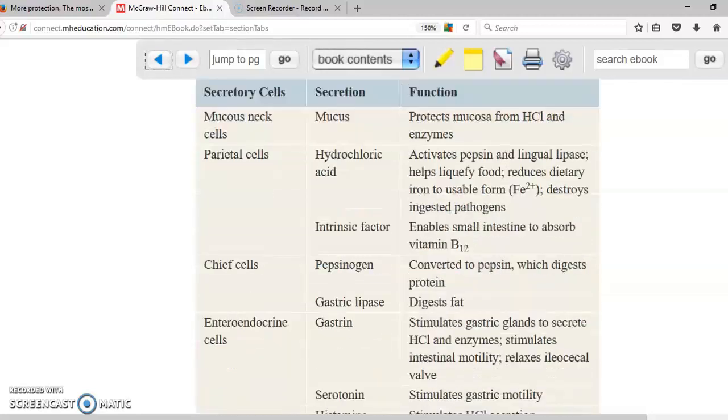Here you have a nice summary of the functions of each one of these cells. Parietal cells produce hydrochloric acid and intrinsic factor. This acid is neutralized by the mucus produced by the mucus cells.